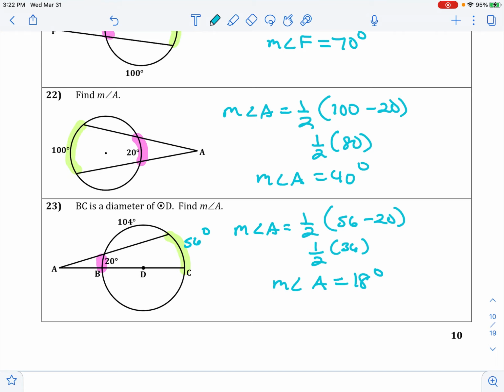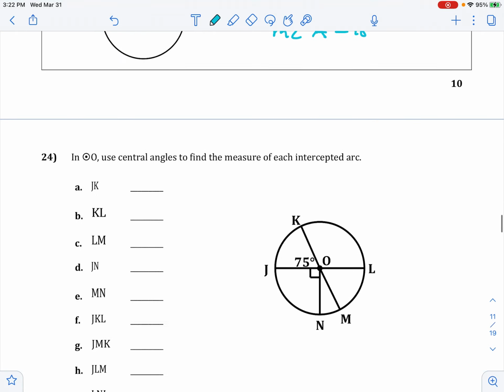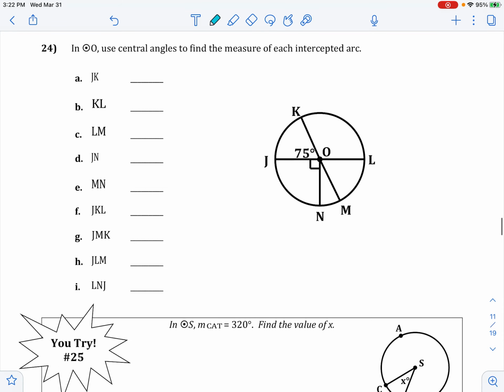So now for 24, I think I want to give you a little time to try that one. So maybe pause the video and see if you can use central angles only to find measures of each intercepted arc. So if you want to pause the video, go ahead, do that, and then come back.